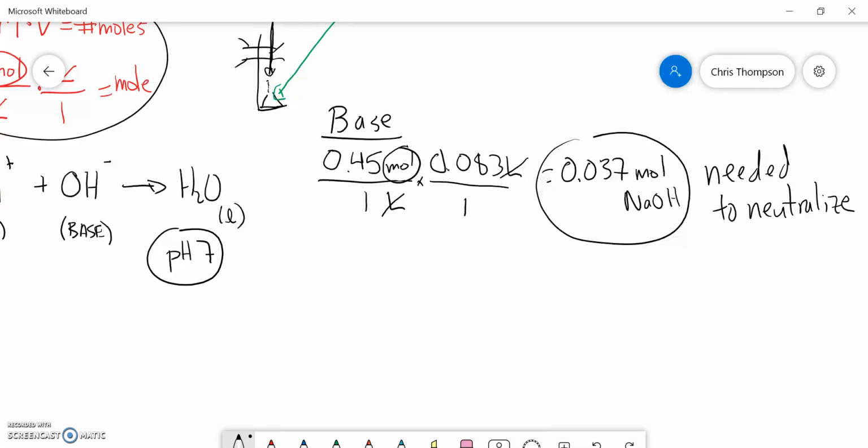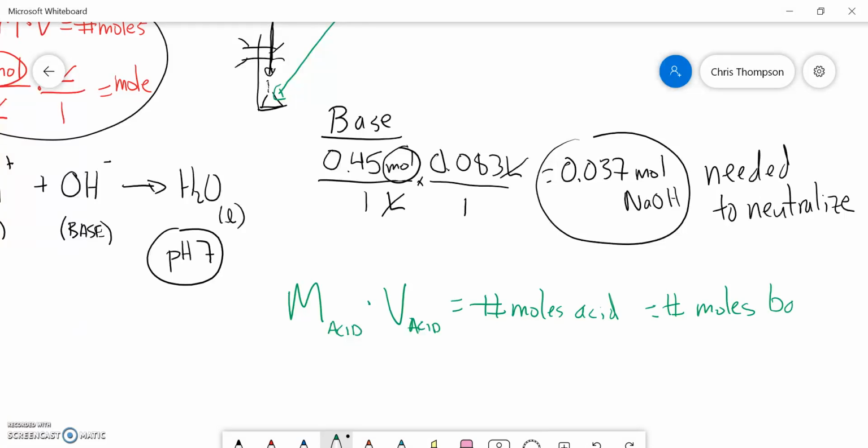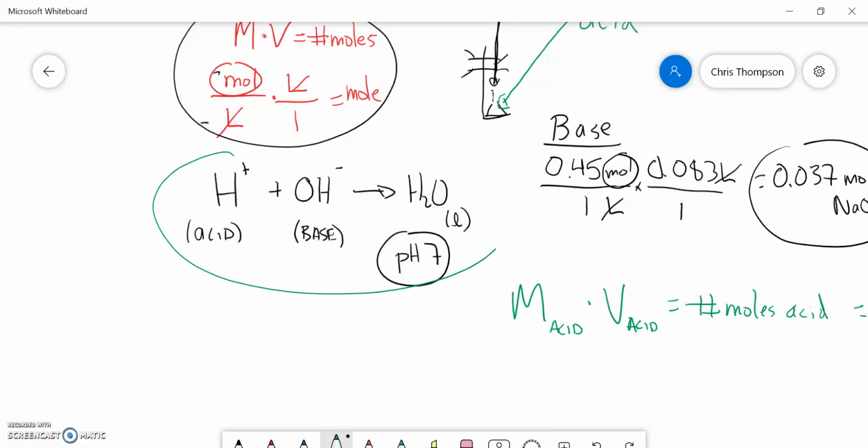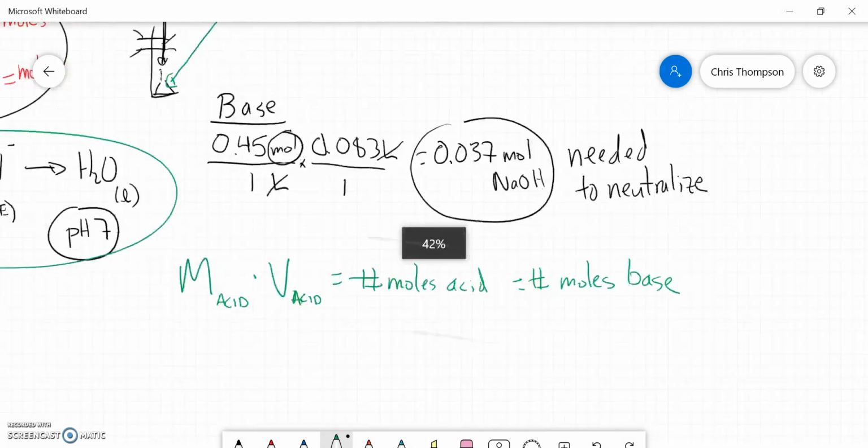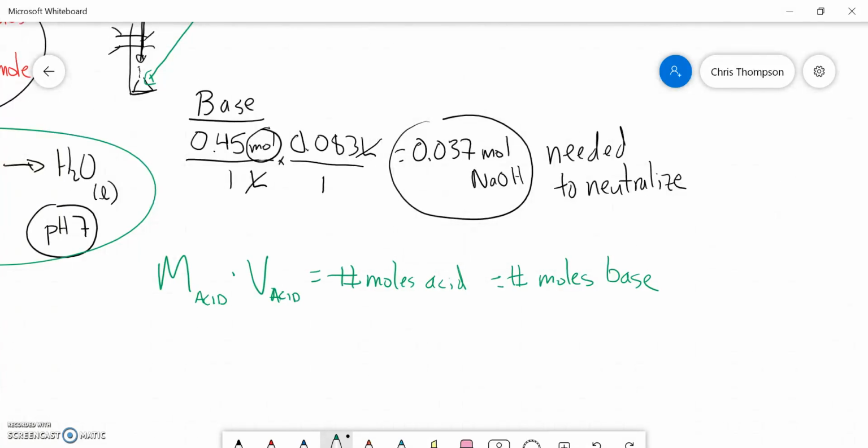Now, if I take that sodium hydroxide and I then match it with my acid, it should be the same because the molarity of my acid times the volume of the acid that was there should equal the number of moles of my acid, which should also equal the number of moles of my base. Why is that? Well, if you look back at our reaction over here, we reacted 1 hydrogen ion, that's for my acid, for every 1 hydroxide. So there's a 1-to-1 ratio. What I'm saying here is this is the mole ratio between these two things.